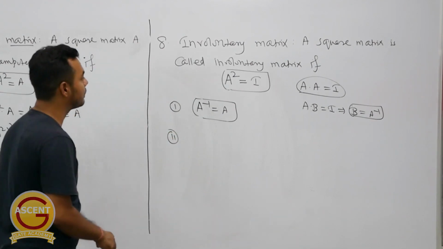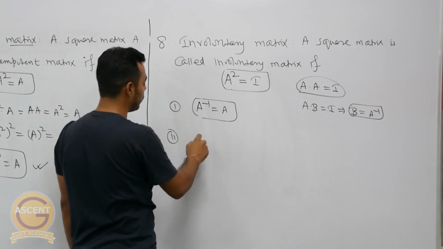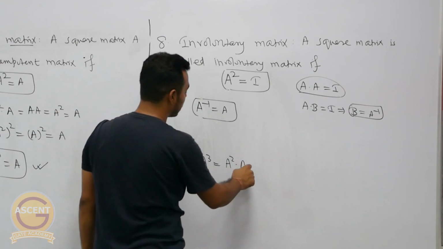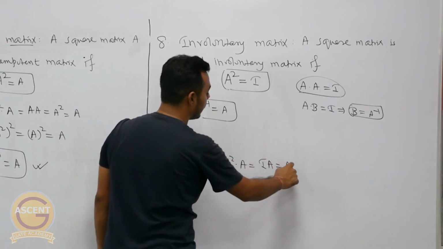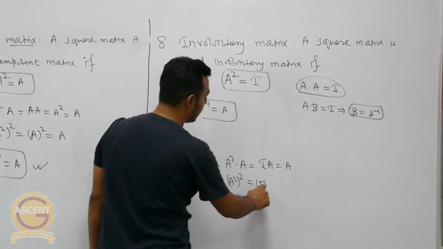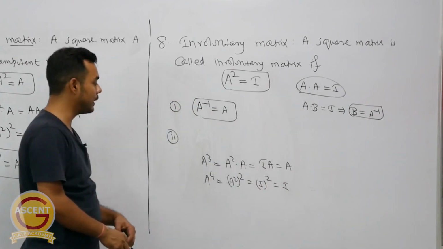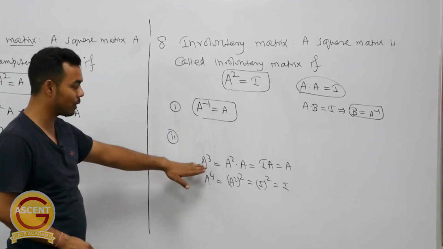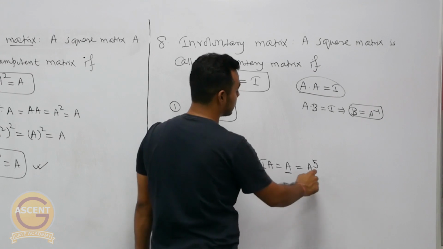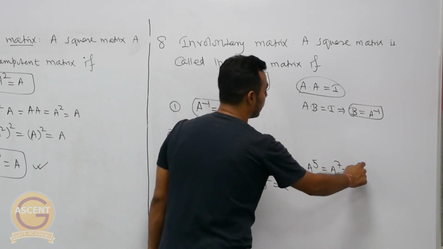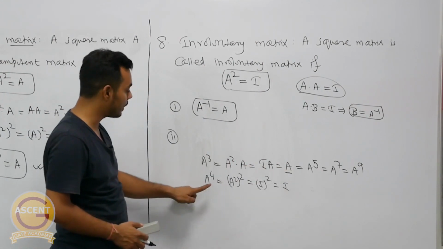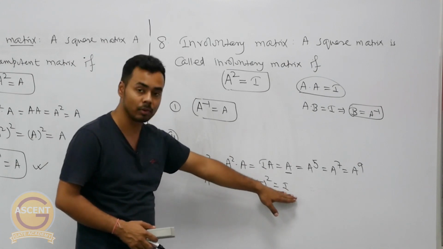The second property: A square is identity. If I want to calculate A cube, then A cube will be A square into matrix A. A square is identity, so this will be A. A to the power 4 will be A square square. A square is identity, and identity square is identity. If you want to calculate A to the power 5, you can show on your own that it is also matrix A. Similarly A to the power 7, A to the power 9 and so on. So all the odd powers of matrix A will give you A, and all the even powers, A square, A to the power 4, A to the power 6, will give you the identity matrix.